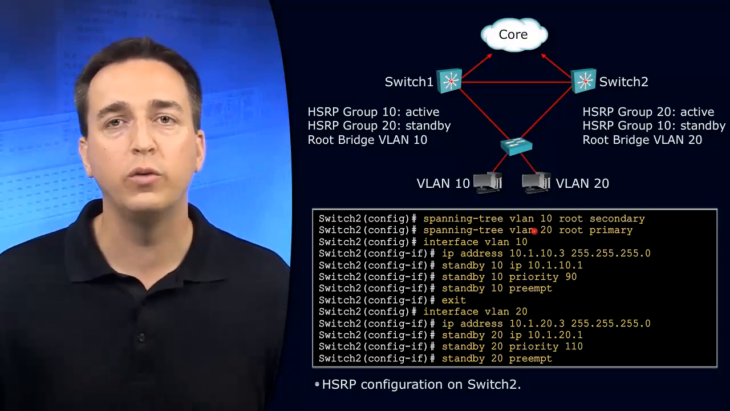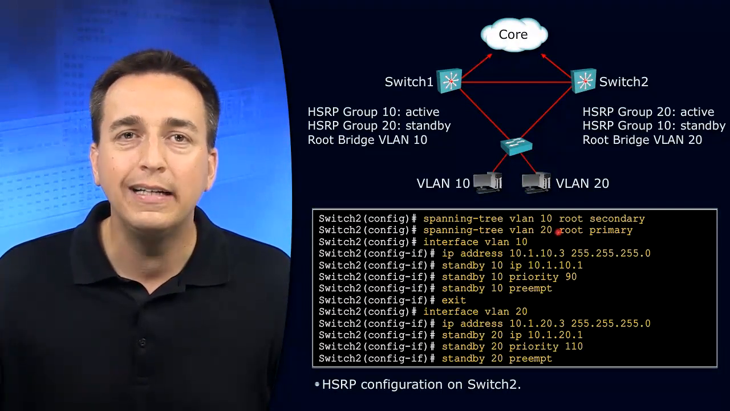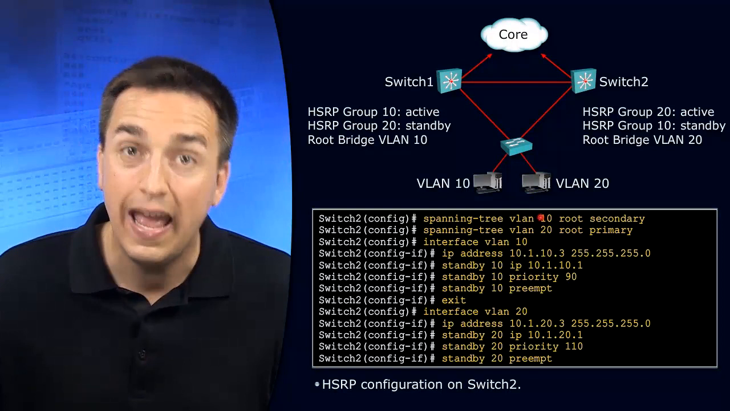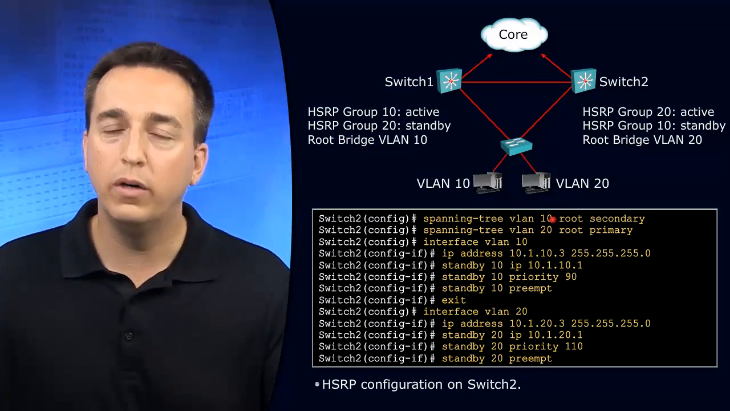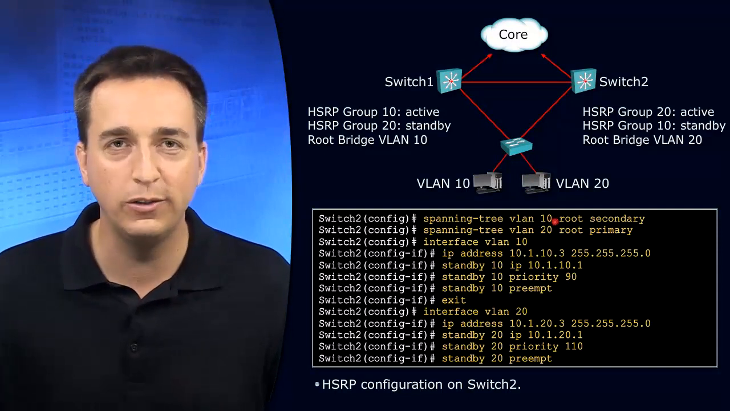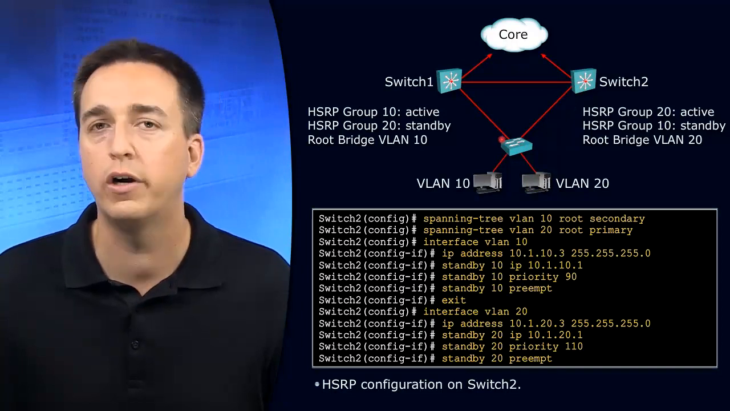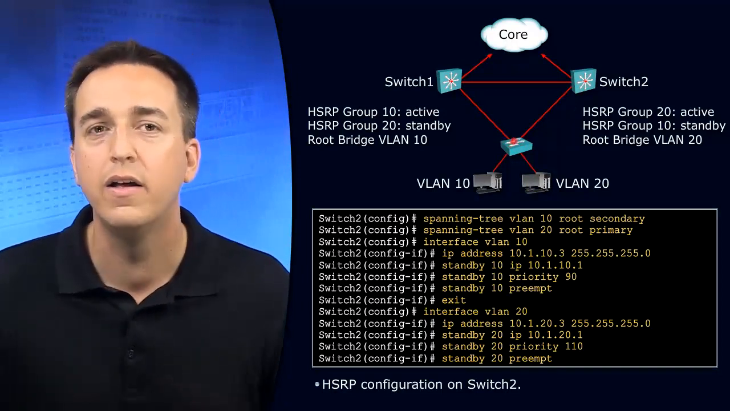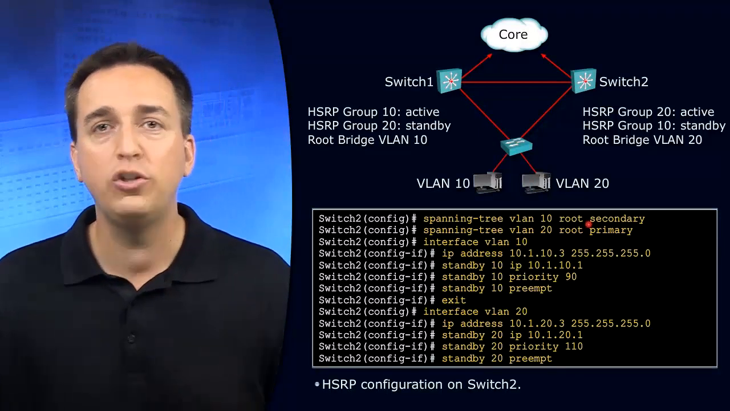When we look at switch 2, the goal is to make sure that VLAN 20 has the lowest priority, so that switch 2 becomes the root bridge for VLAN 20, and we give VLAN 10 the next best priority when compared to switch 1. That way, if switch 1 goes away, switch 2 becomes the root bridge. So we never, ever, ever have to worry about this switch at the access layer ever becoming the root bridge. So this is load sharing.